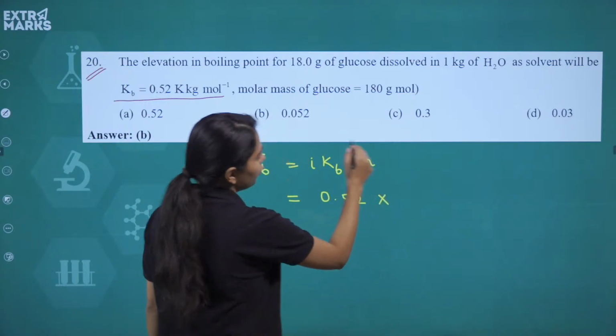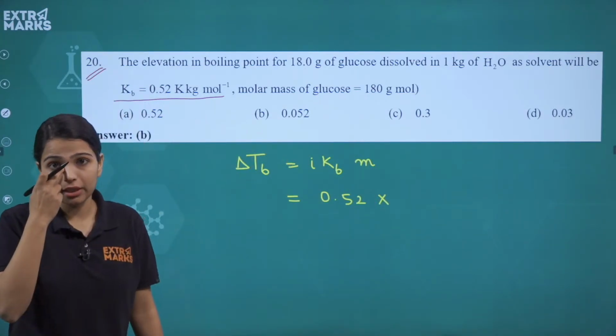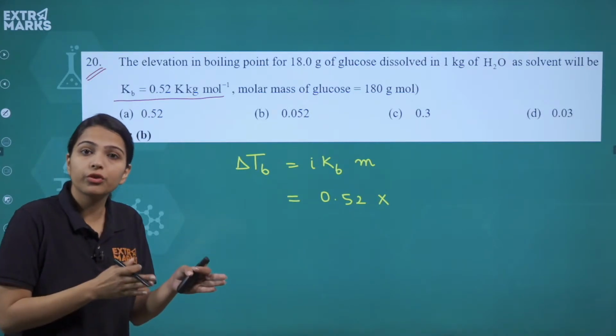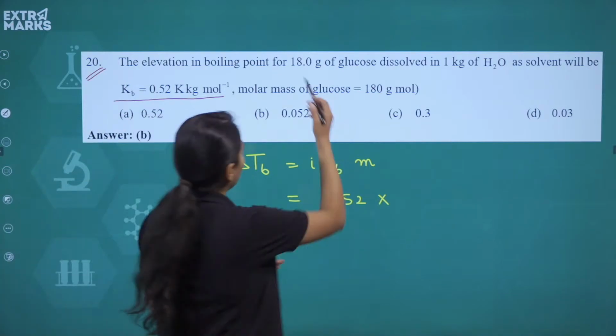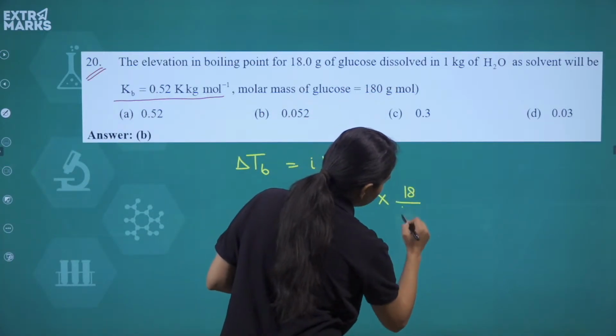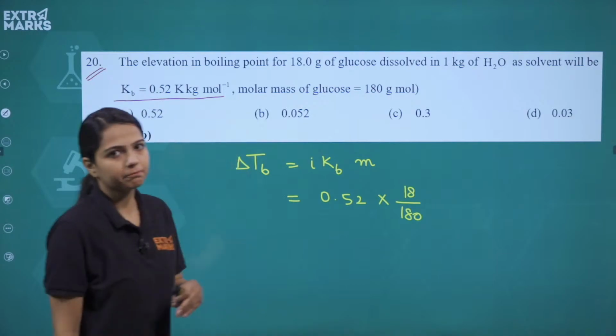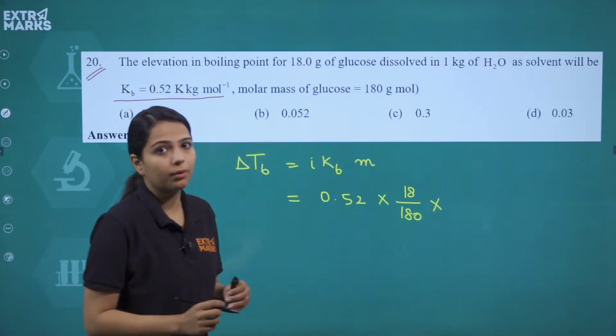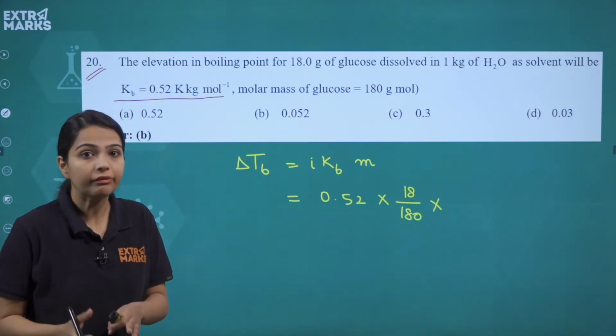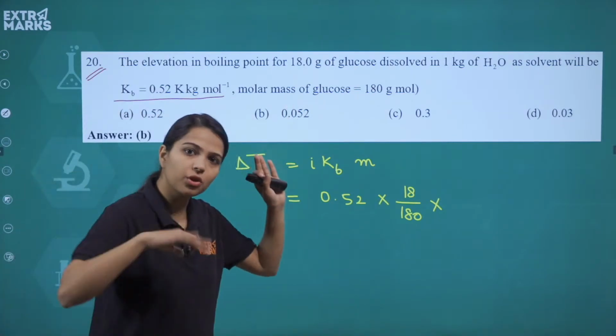Okay. If I want to find out the molality, it is the number of moles of solute per unit weight of the solvent. So the number of moles of solute is how much? Now 18 upon 180. This is 0.1. Further ahead, when I want to talk about the weight of the solvent, this is given to us as 1 kg. This is already given to us in kgs.